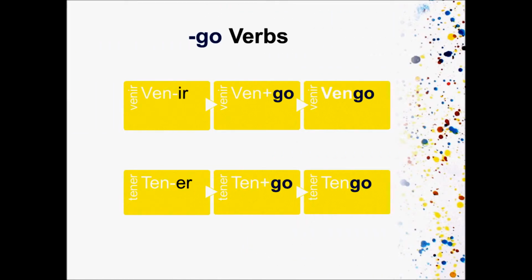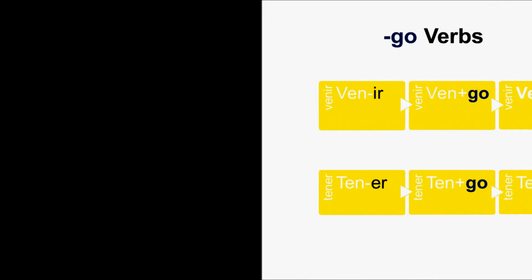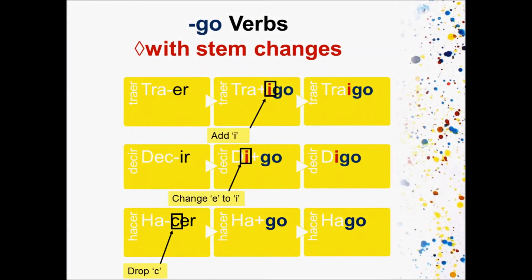Next we have venir, which means to come, and tener, to have, or when you combine it with que, have to. Venir, take off the last 2 letters, add go, vengo, I come. Tener, take off er, add go, tengo, I have. These 3 can be considered go verbs because they do end in go, but they have some stem changes as well. Traer means to bring, decir, to say or tell, hacer, to make or to do.